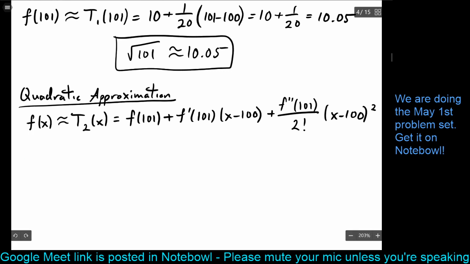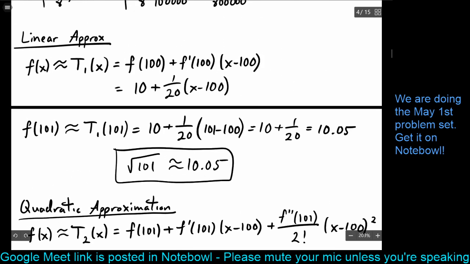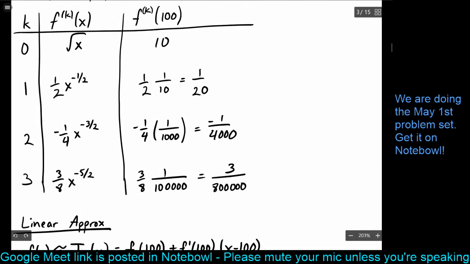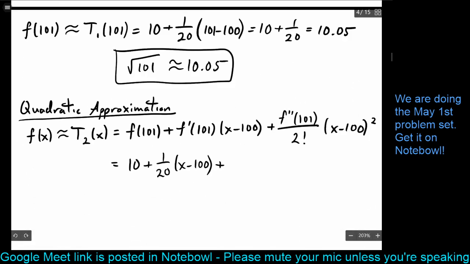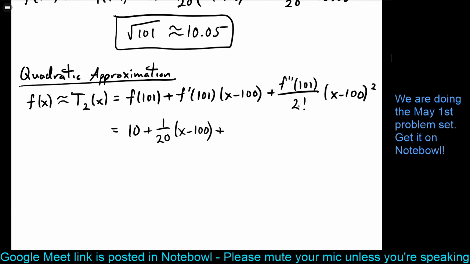Well, let's actually write out what this is. So this is 10 plus 1/20 x minus 100 plus, right, so f double prime of 100 we said was negative 1/4000. And then we have to divide that by 2 again. So this is actually going to be minus 1/8000 x minus 100 squared.